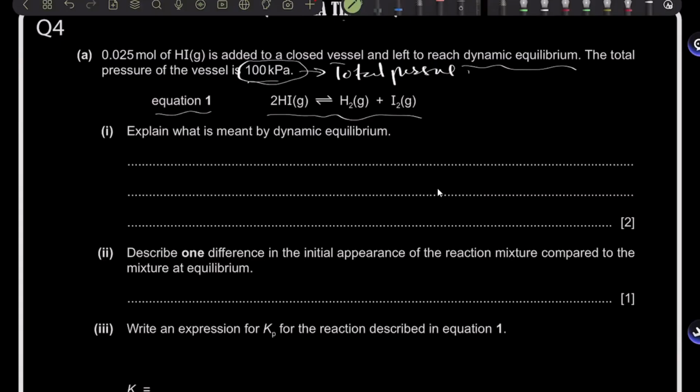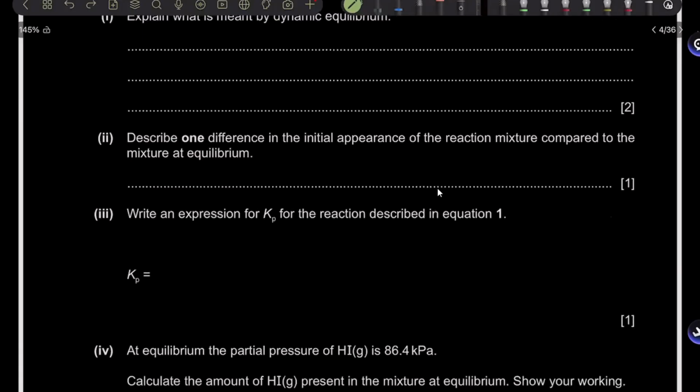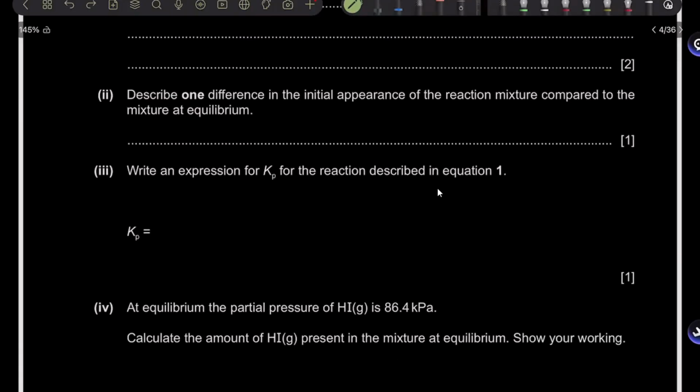And it says describe one initial difference in the appearance of the reaction mixture compared to the mixture at equilibrium. What would be the difference? That iodine purple vapors are being produced, all of the other gases were colorless. So a purplish mixture will be formed, or a darker colored mixture will be formed at equilibrium, all right? Write an expression for the reaction described in equation 1.